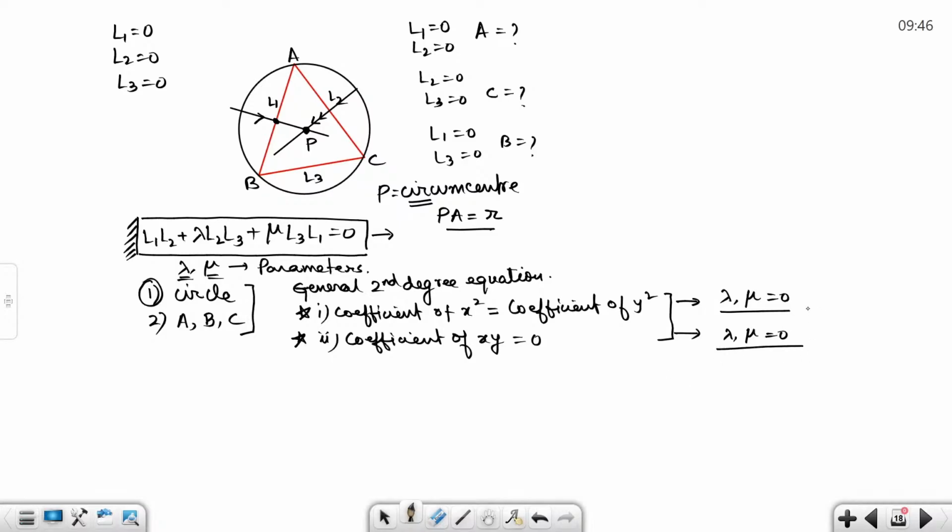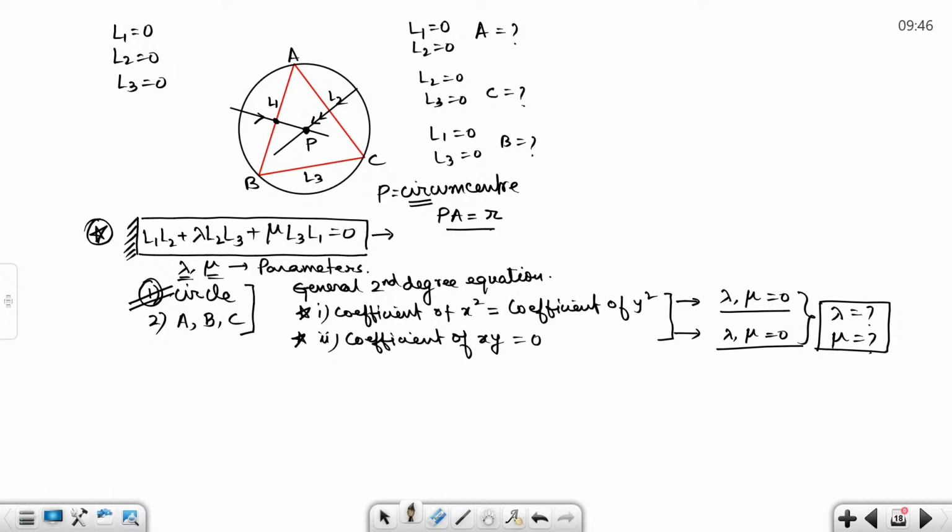Now I will simply solve this simultaneous equation to get the value of lambda and mu. And for this particular lambda and mu, this equation is going to represent a circle. That's for sure. So the first part is over, that this equation represents a circle. Now the big question. It represents a circle. It doesn't mean that it is a circumcircle.